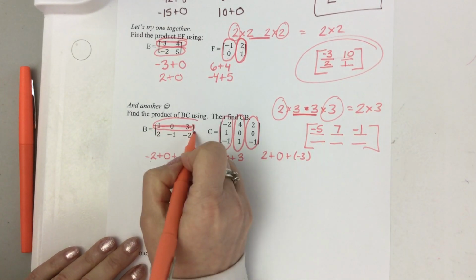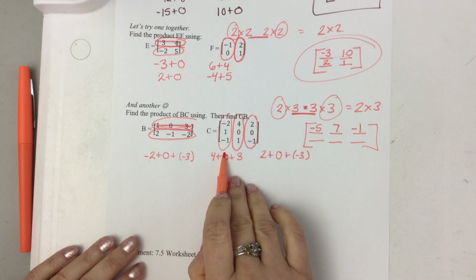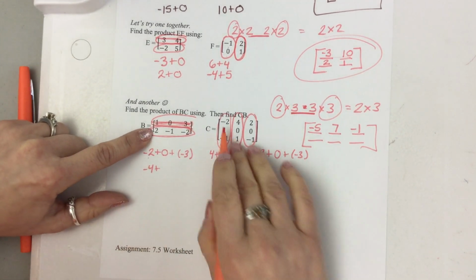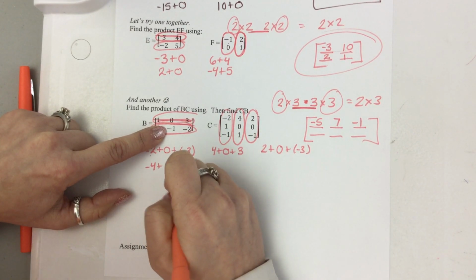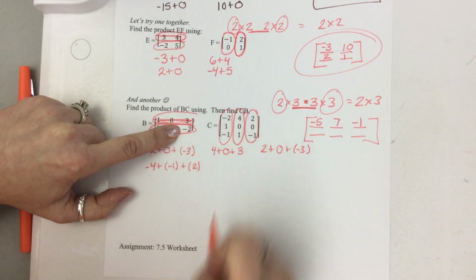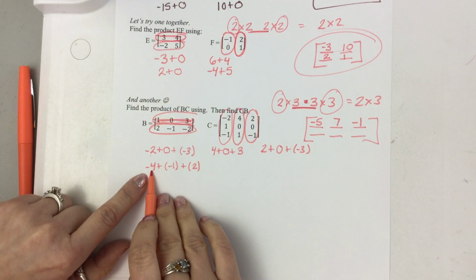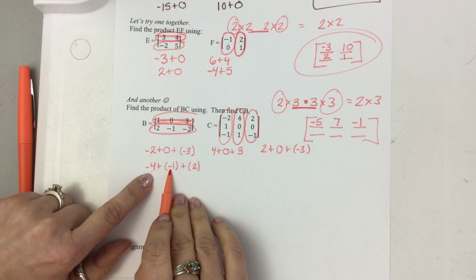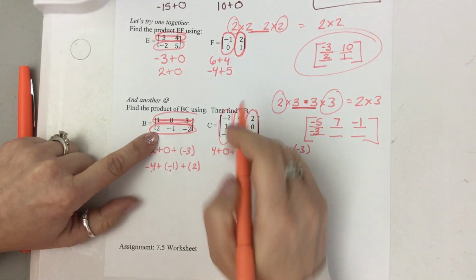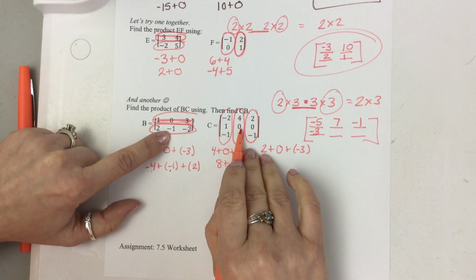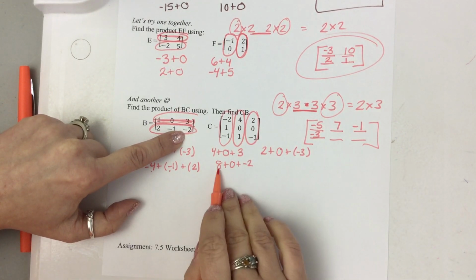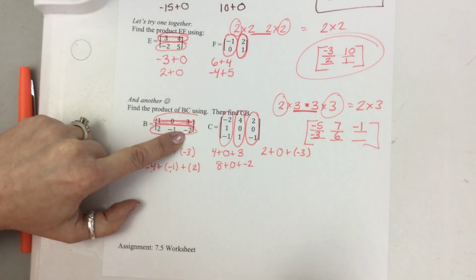I'm done with the top row, so now I go to the second row and back to column 1. 2 times negative 2 is negative 4, plus 1 times negative 1 is negative 1, plus negative 2 times negative 1 is positive 2. Add those together. Negative 4 plus a negative 1 makes negative 5, plus 2, that's negative 3. Now I go to the second column. 2 times 4 is 8, plus negative 1 times 0 is 0, plus negative 2 times 1 is negative 2. 8 plus 0 plus negative 2 is 6.